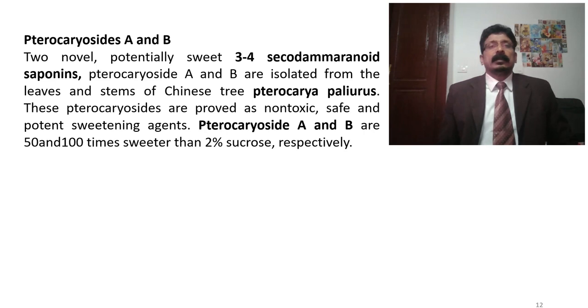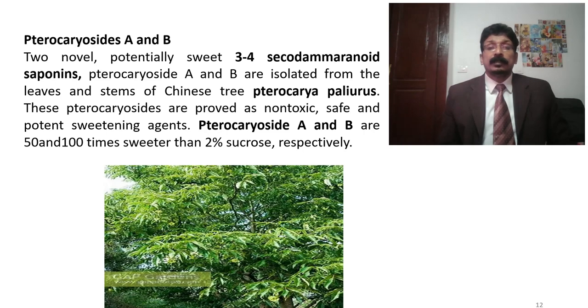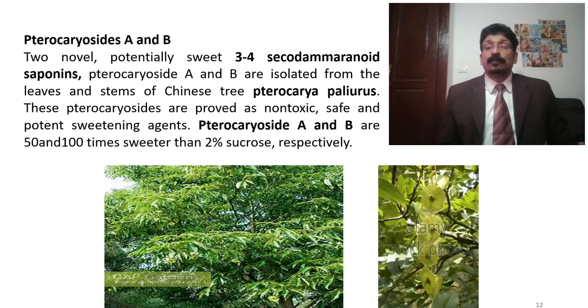These cyclocaryocytes are proved as non-toxic, safe and potent sweetening agents. Cyclocaryocytes A and B are 50 to 100 times sweeter than 2% sucrose respectively. This is the plant, this is the flower, and it is a steroidal saponin.